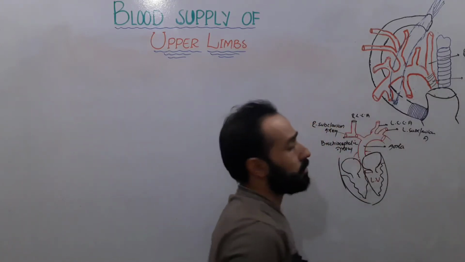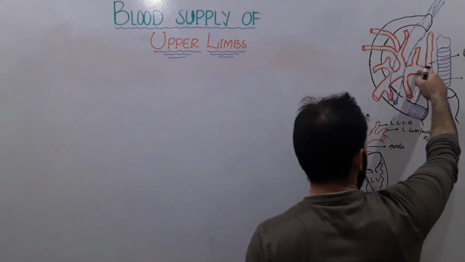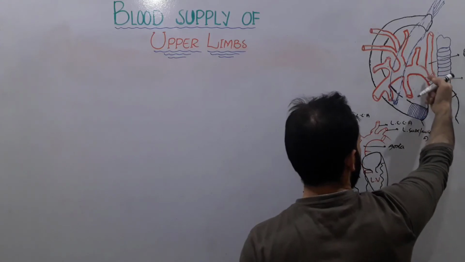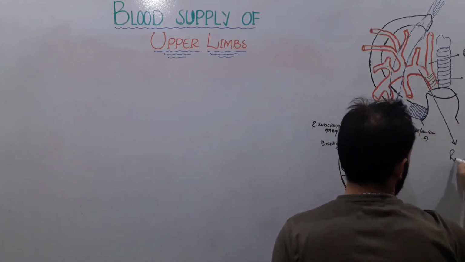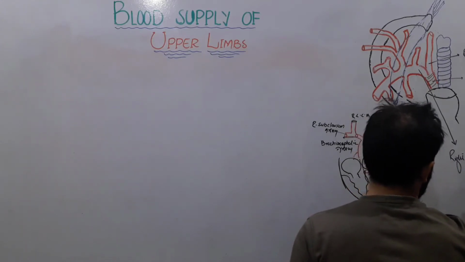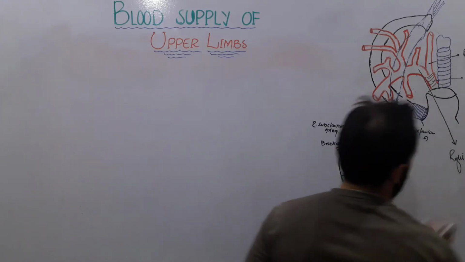Right, friends, now I have recorded about these arteries in detail. You can watch them. And this artery which is bifurcating here, which is separating from this brachiocephalic, this artery is our right subclavian artery. I hope you are understanding.